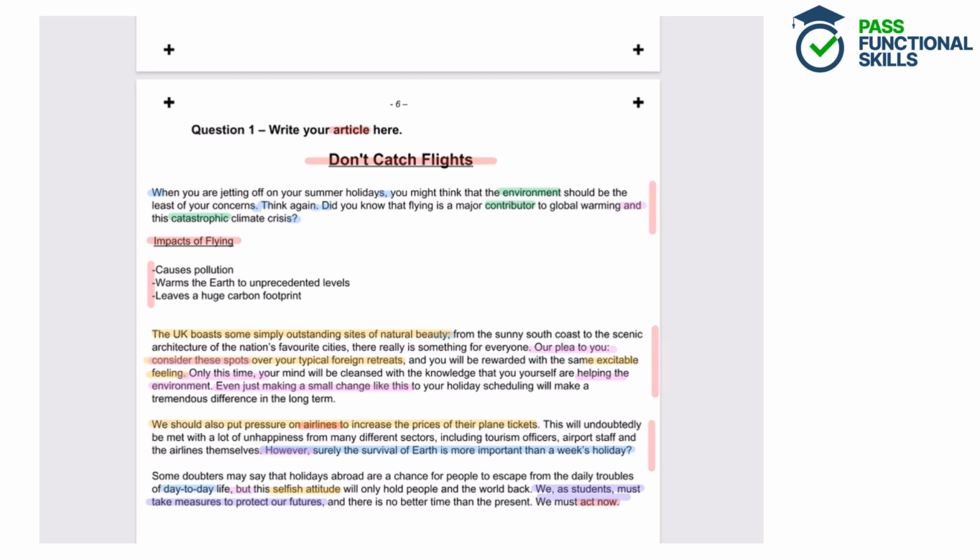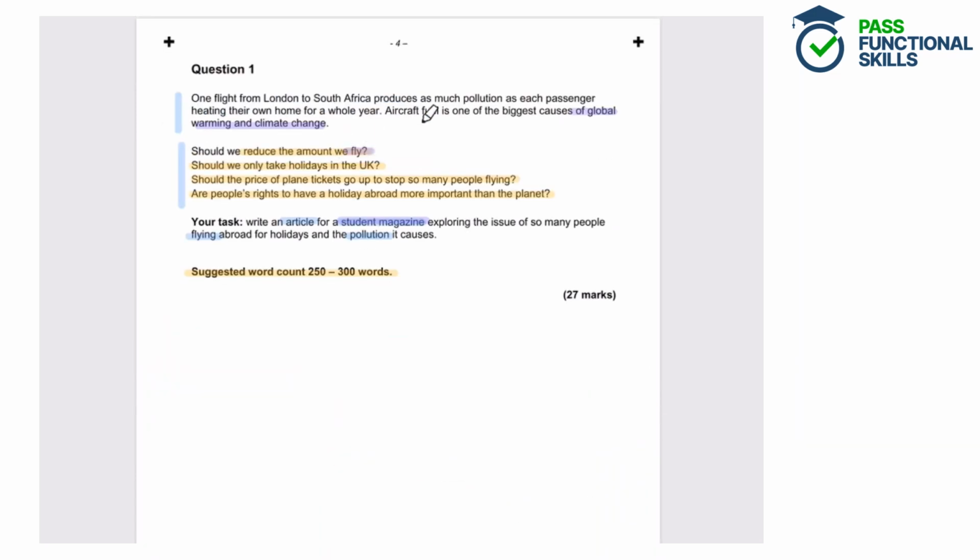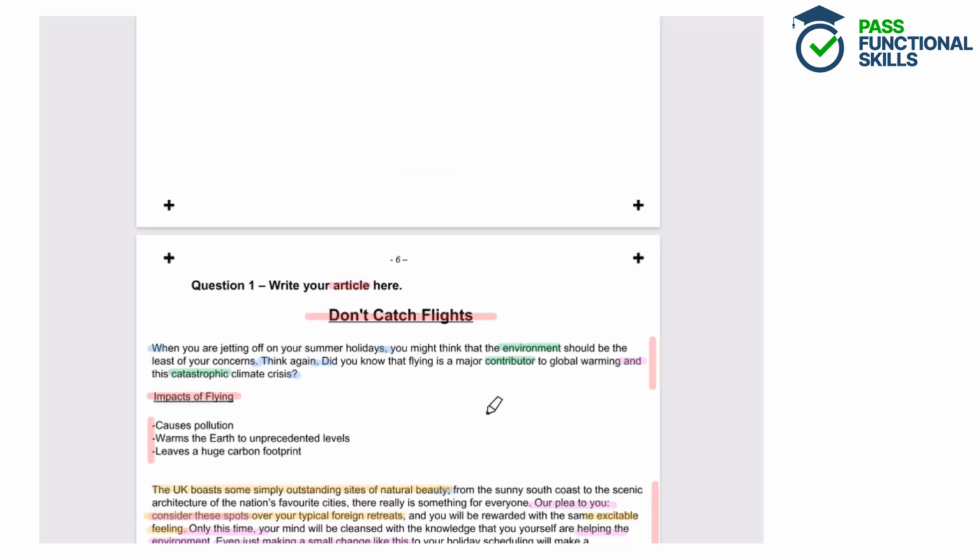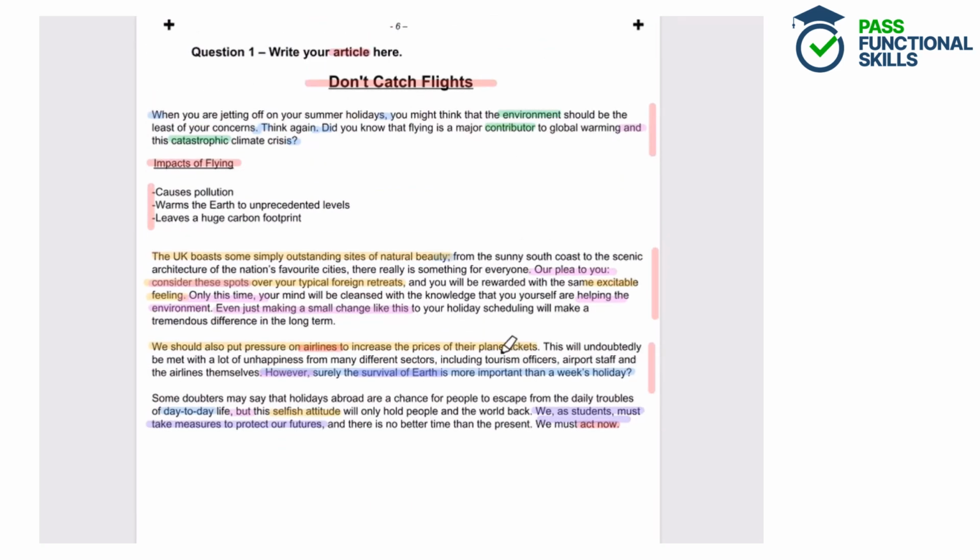So this creates quite a serious tone, and we're focusing on the survival of the earth, something quite important here. So we've got a serious and urgent issue overall, and that really reflects the question, which is about quite a serious issue, global warming and climate change.